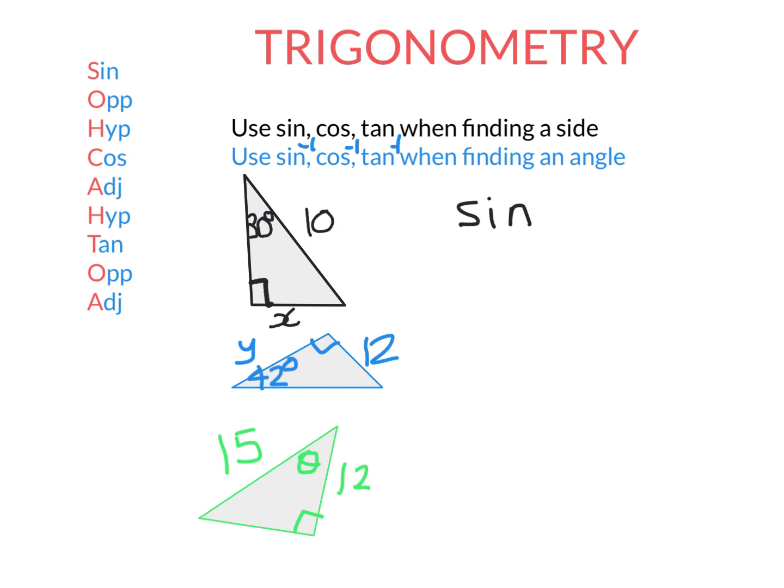In the second one here, I have the opposite and the adjacent. This is the hypotenuse. So when you have opposite and adjacent, you use tan. So that's step one done for both triangles.